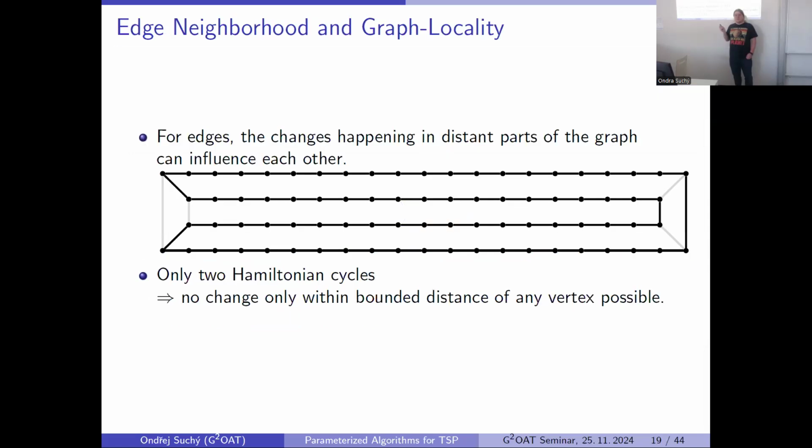That's the message. How about the edge neighborhood, and why does this not work on the edge neighborhood? Consider this graph. This graph only has 2 Hamiltonian cycles, and the changes that you have to make between these 2 Hamiltonian cycles are far apart in the graph sense, but they influence each other. There is no change in between these two which would only change it locally. So the approach that we used for the other measures doesn't work for this measure.